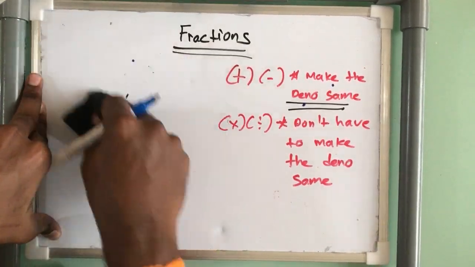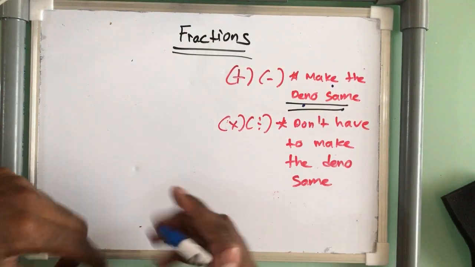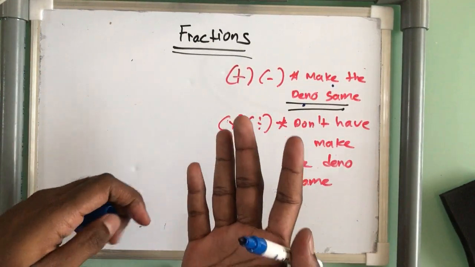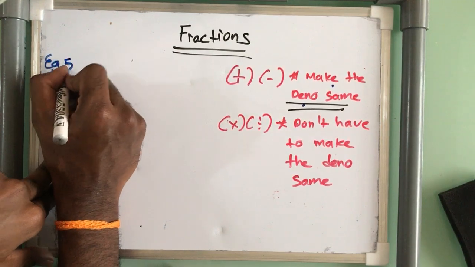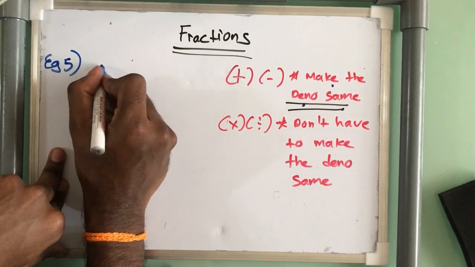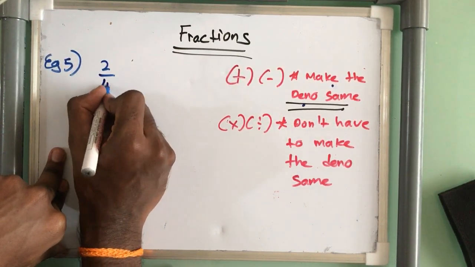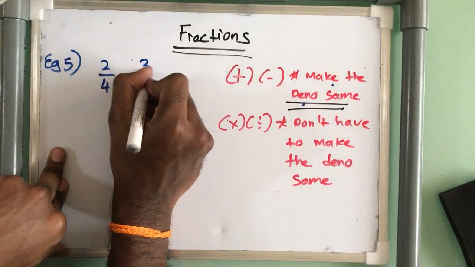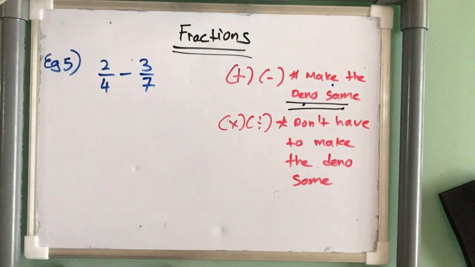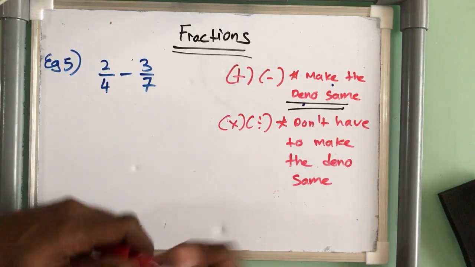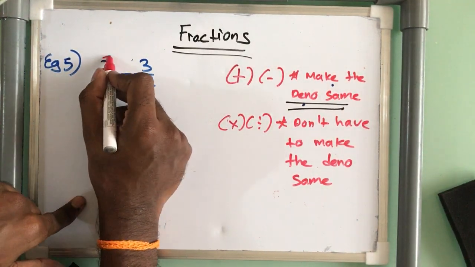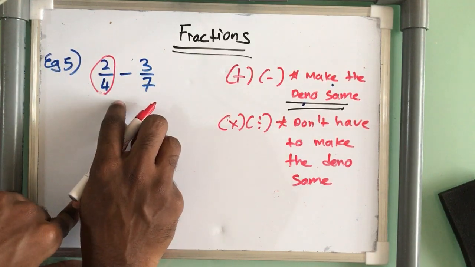There are some fraction questions that might involve integers as well, so your integers must be strong prior to doing fractions. Alright, so let's look at question number 5. Let's say I have 2 over 4 minus 3 over 7. Same thing, you ask yourself again, is the denominator the same or not? My answer is no. But then some students will notice that this part here can be further simplified.